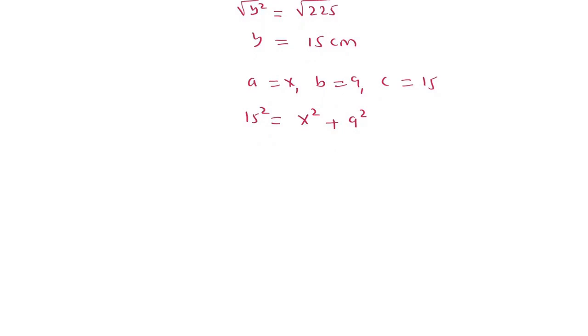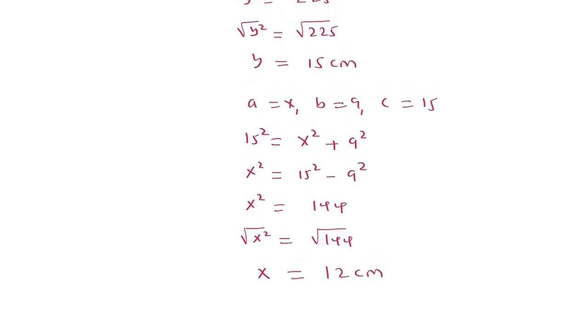Let us now rearrange this equation. We are having x squared = 15 squared - 9 squared. Solving this, we are having x squared = 144, of which we are going to apply the root both sides. Then we are having under root x squared = under root 144. Solving this, we are having x = 12 centimeters. And these are the values requested.